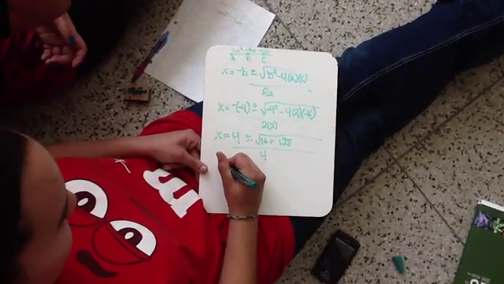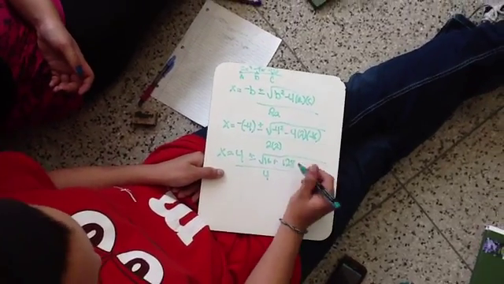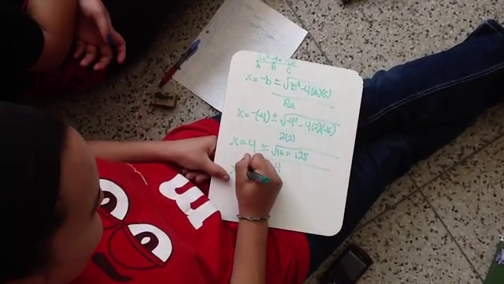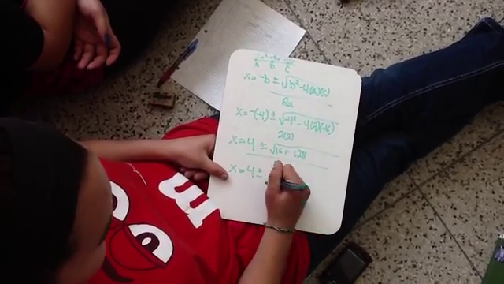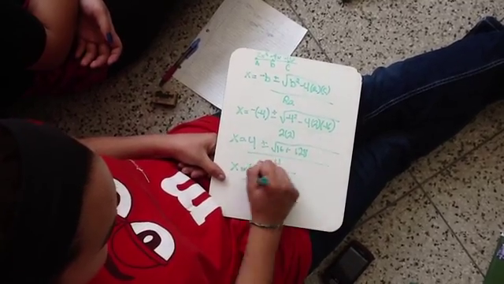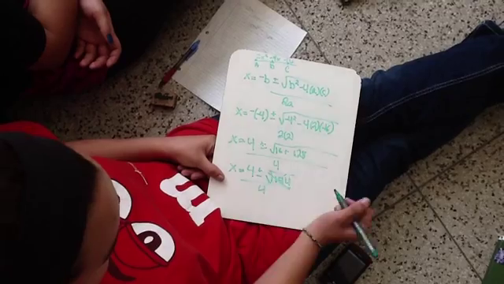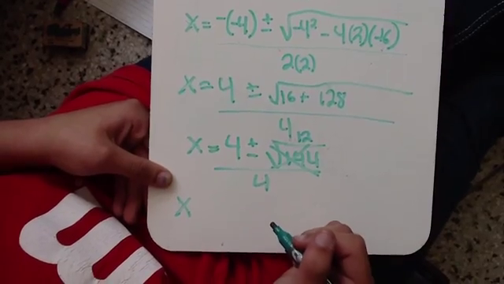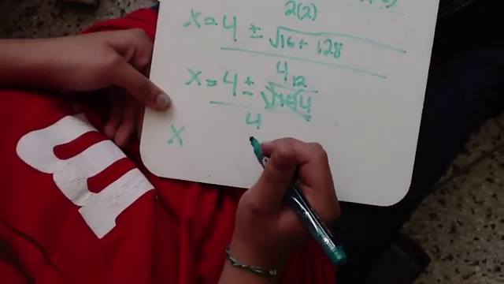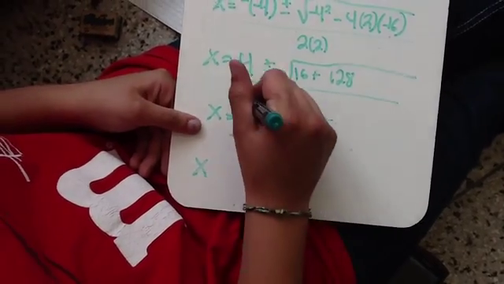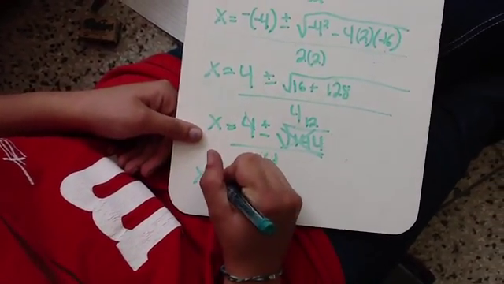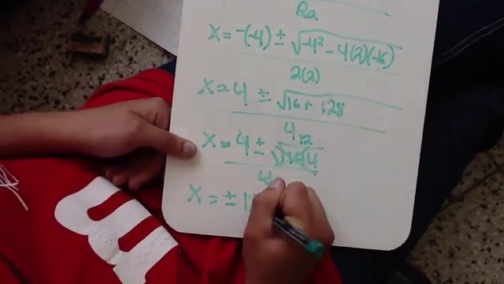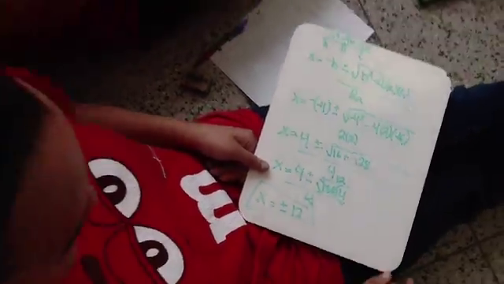So then 16 plus 128 is 144. Okay. x equals 4 plus or minus square root of 144 over 4. And that is 12. So you have x. And what do these 4s do? They divide. They're just a bunch of 4s. They divide to 1. Basically, yeah. So all that's left is x equals plus or minus 12. Good attempt.